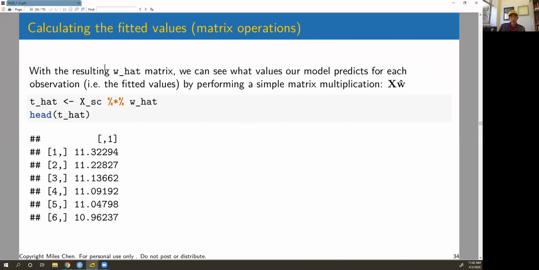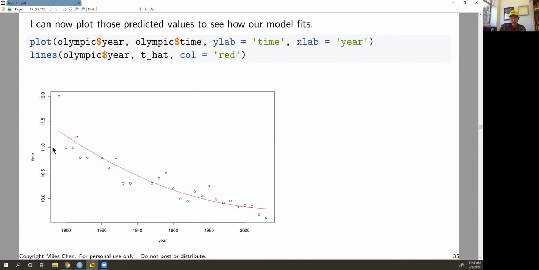Okay. So here it says, with the resulting W hat matrix, we can see what values our model predicts for each observation by just doing the same thing, X times W hat. Okay, so I've got X scaled, multiply that by W hat. I get these predicted values, 11.322, 11.228, 11.136, so on and so forth. Okay, so these are the values that I'm getting. And if I plot those, I get this quadratic fit. So this is going to be the quadratic fit to our data here.